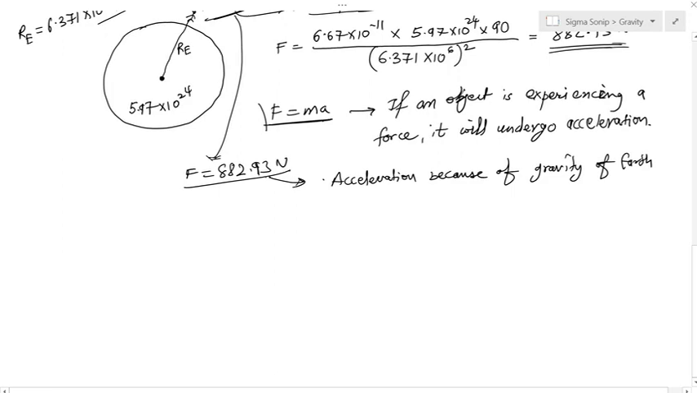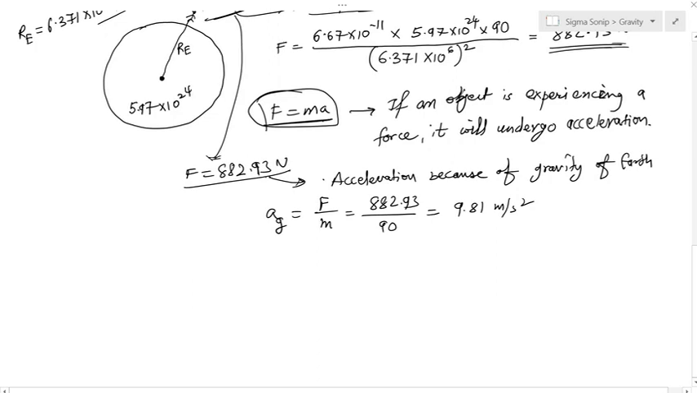And how do we find this? Straightforward. You just use this formula. So this acceleration because of gravity, I'll say g is equal to F divided by m. So force is 882.93 and the object's mass is 90, and you come up with 9.81 meter per second square. And we are familiar with this acceleration. We already know that acceleration because of gravity on the surface of Earth is 9.81 meter per second square.